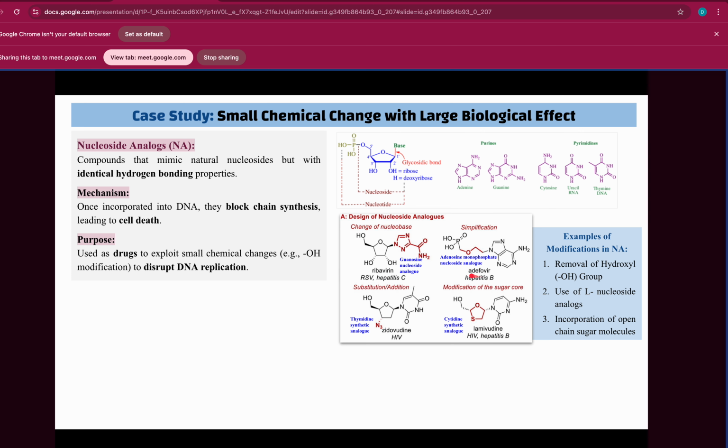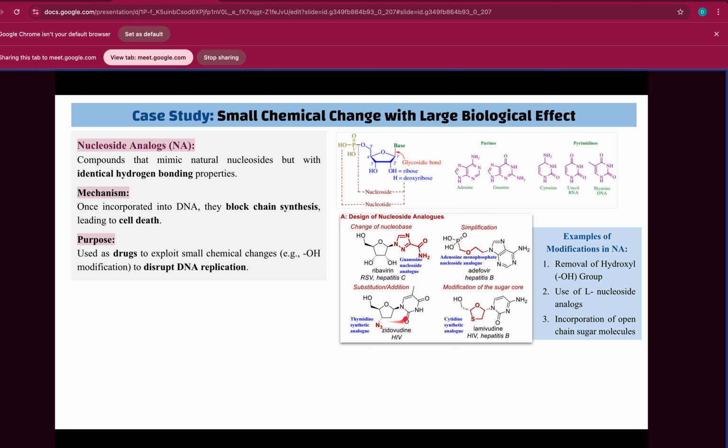Then comes adefovir, which is another nucleoside analog, of adenosine monophosphate. This also resembles adenosine. So in place of adenosine, this particular analog will bind, and it will also inhibit the elongation of the DNA chain. Similarly, other nucleoside analogues can be produced as a result of substitutions or certain additions.